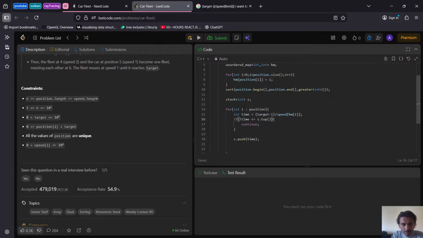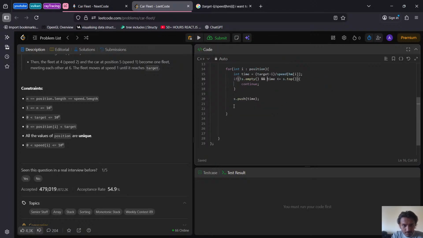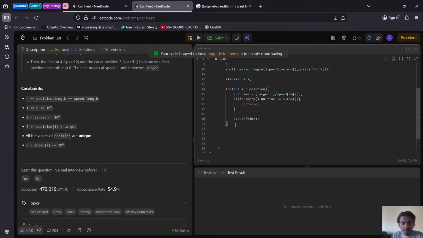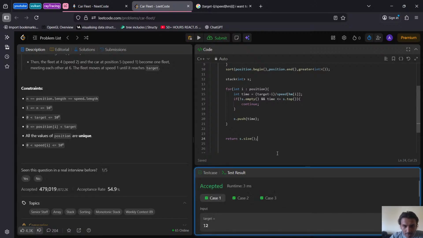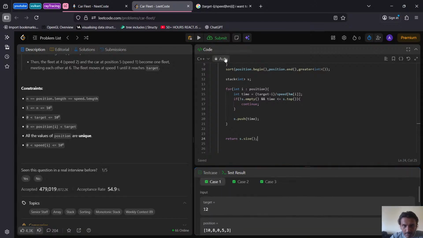If the stack is empty, push. So at the end we just return the stack size. Let's see, okay, so we are getting 3.